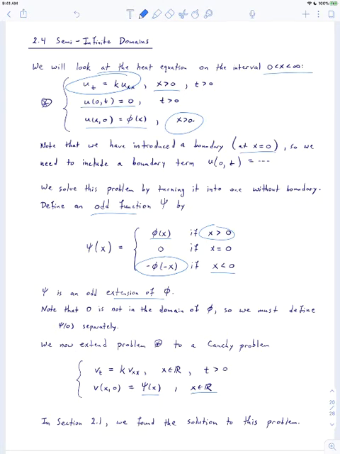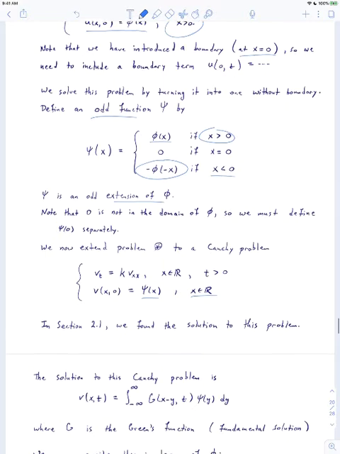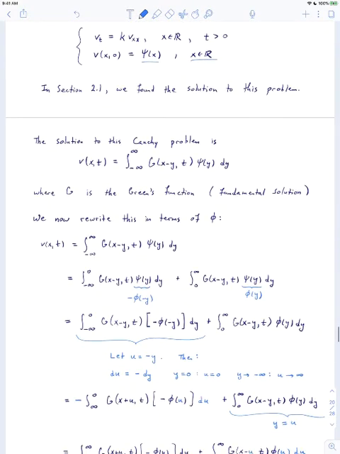This is a Cauchy problem for the heat equation, and we know how to solve this. We found the solution to this problem in section 2.1. So that means we can write it down, and let's do that. So the solution to this Cauchy problem is written here. V at x, t is equal to the integral from minus infinity to infinity of g at x minus y comma t times psi of y dy, where this g is the Green's function, or the fundamental solution, or the heat kernel if you prefer. So we have a solution to this Cauchy problem.